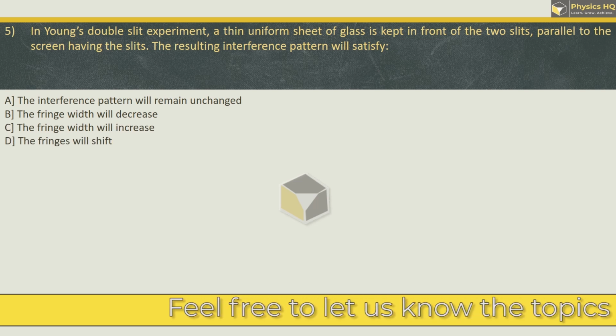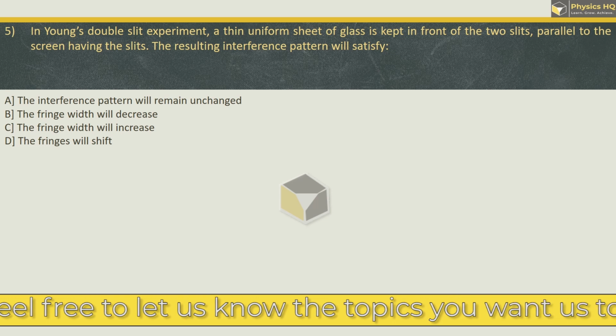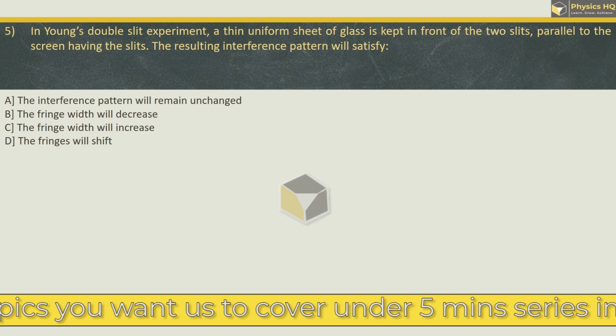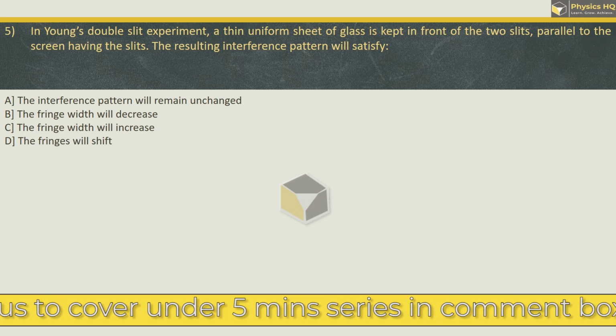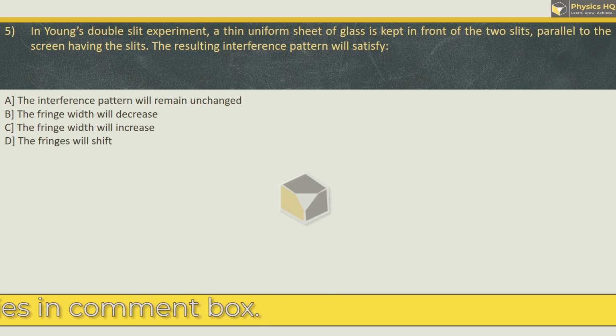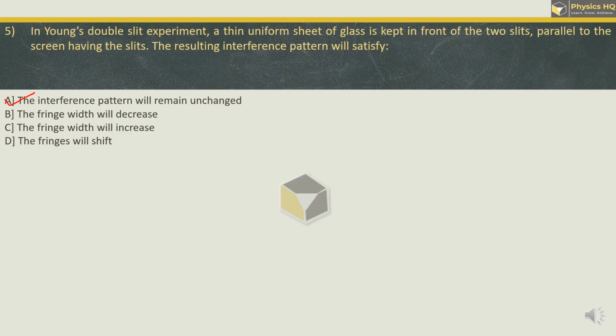Now in this case, what is happening is the uniform sheet of glass is kept in front of both the slits. So the light coming from both the slits will follow the same path difference, and therefore the interference pattern will remain unchanged. Hope you all understood this.